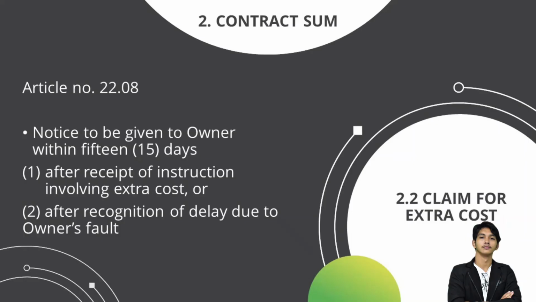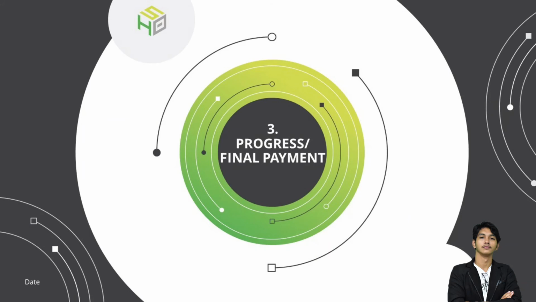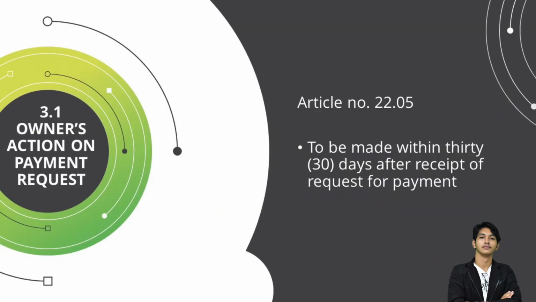Number 2.2, claim for extra cost. The time limit according to Article number 20.08: notice to be given to owner within 15 days after receipt of instruction involving extra cost, or after recognition of delay due to owner's fault. Let's go to number 3, the progress or final payment. Number 3.1 is the owner's action on payment request. Article number 22.05 says that the time limit is to be made within 30 days after receipt of request for payment.